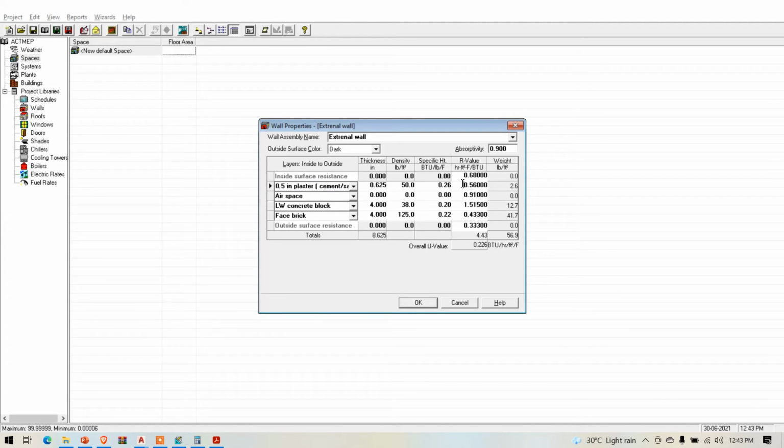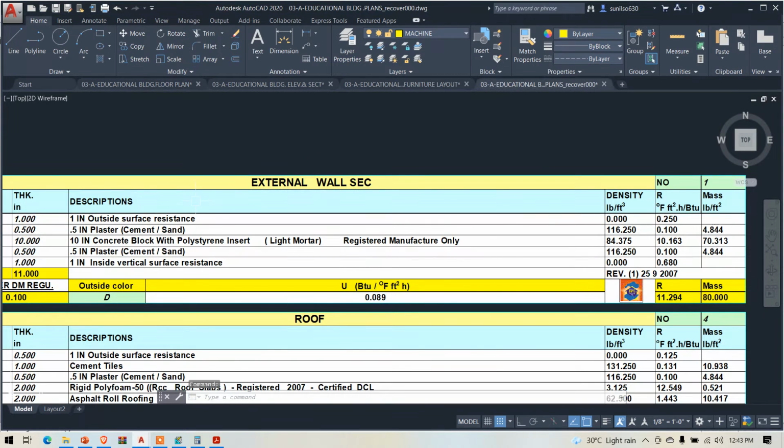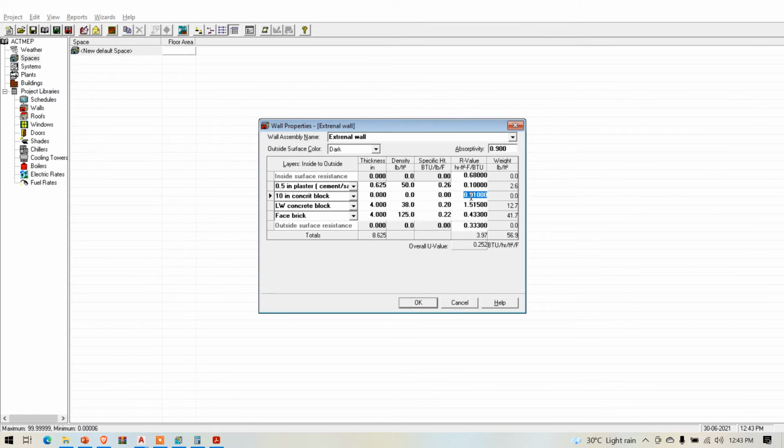So here 0.100, and the next one is 10-inch concrete block, polystyrene. You can mention the description. The R value is 10.163. So here 10.163. Now whenever you change it, see here the U value is changing.